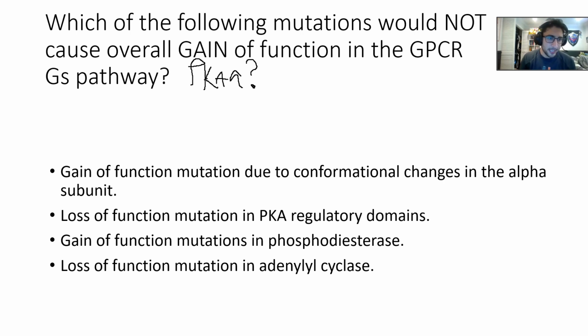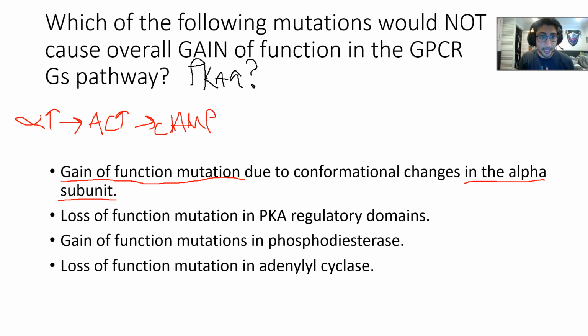If protein kinase A is going up, that means you have gain of function. All right. So the first option is a gain of function mutation, an activating mutation in the alpha subunit. If the alpha subunit increases, adenylyl cyclase is going to increase in its activity. You're going to have more cyclic AMP, and because you have more cyclic AMP, you're going to have more protein kinase A activity. Why? Because cyclic AMP inhibits the regulatory subunits that prevent PKA.